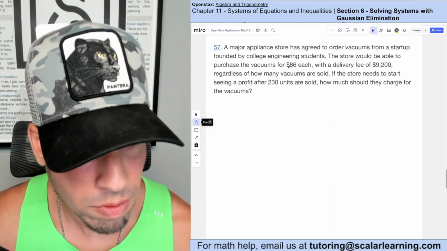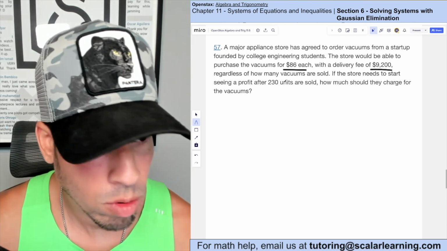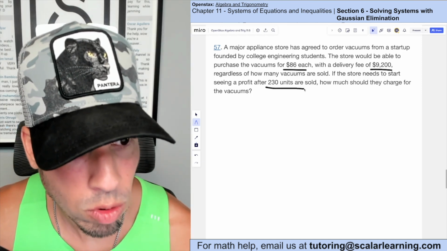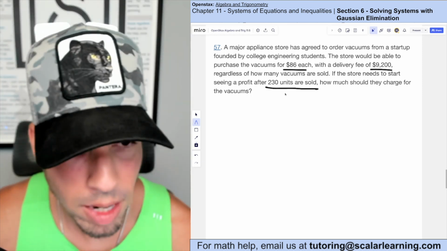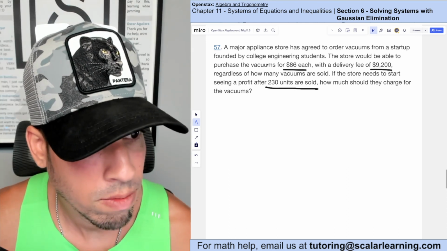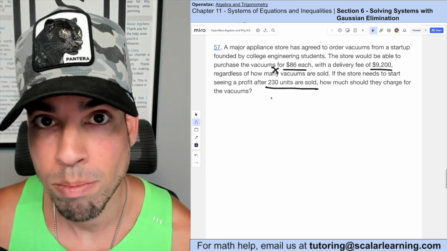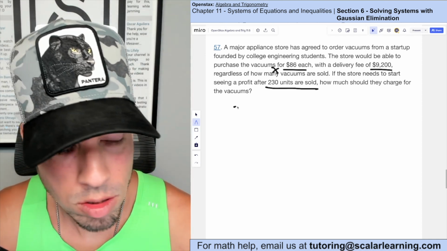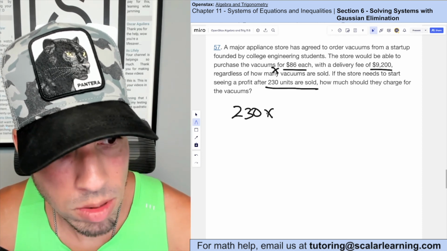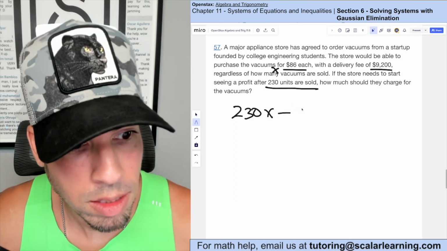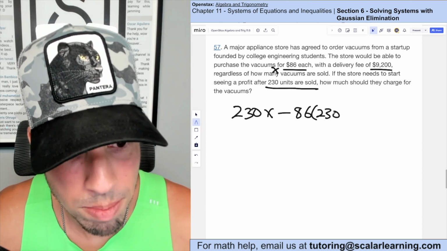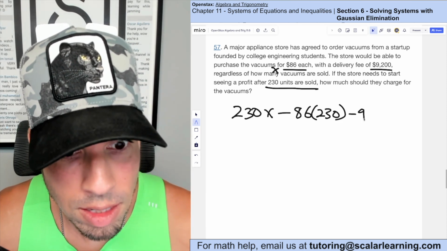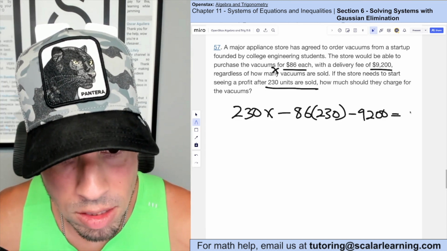The store would be able to purchase vacuums for $86 each with delivery of $9,200 regardless of how many vacuums are sold. If the store needs to start seeing a profit after 230 units are sold, how much should they charge for the vacuums? Okay, so the price of the vacuums is x. So essentially the break-even point is 230 units. So what we can say is 230 units times some selling price x. And then we'd say minus 86 times the same 230, right? Because that's how much you're buying all those 230 at $86. Minusing again that 9,200 delivery fee, and this is supposed to equal 0.